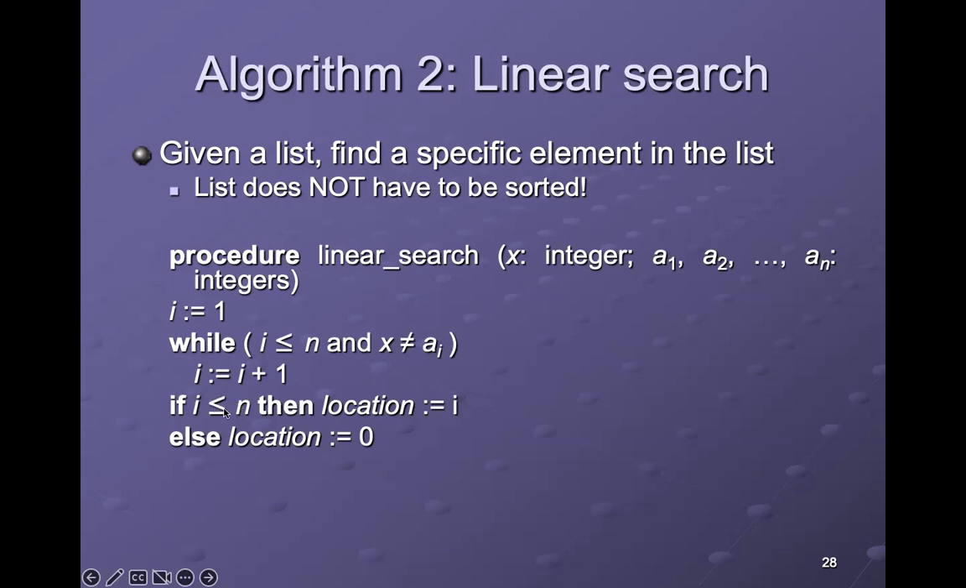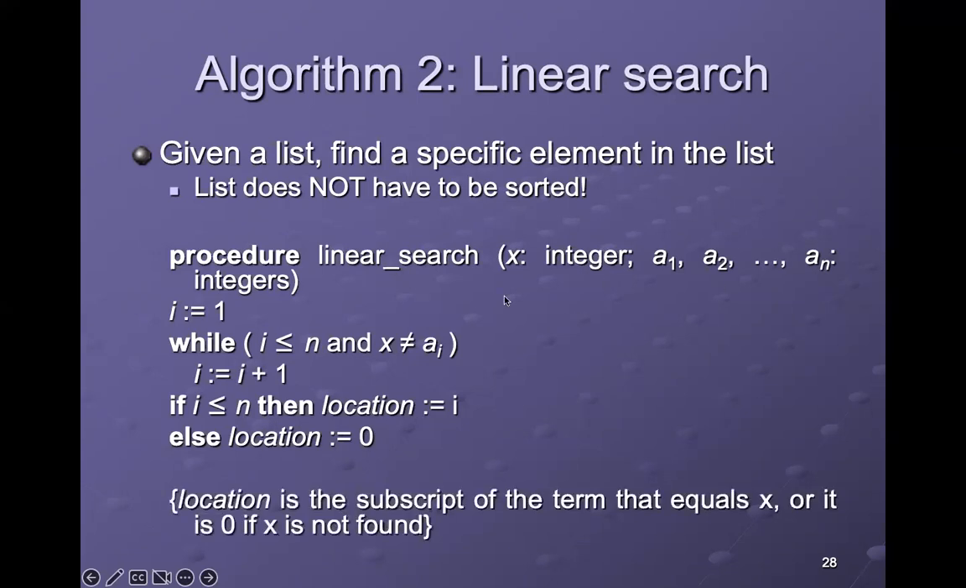So if i is less than or equal to n, then the location is i. For example, if it is in location a sub 8 and n is 10, then the location of the integer x is i. Else, if it is not on the list, that means we have already iterated through all these items and we have not found the number, then the location is 0, meaning it is not in the list.